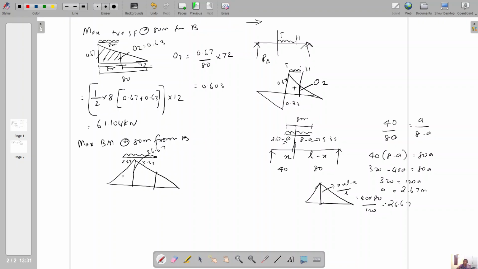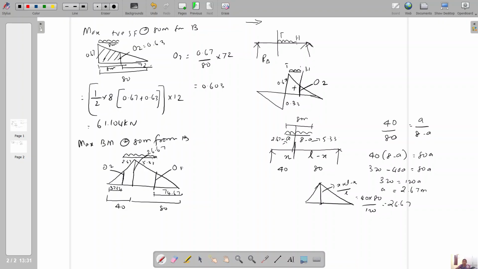You extend these lines into the underlying ILD diagram. We need this ordinate 1 and ordinate 2 for the further calculation. So we need to calculate this distance. This is 40 minus 2.67, which is this distance 37.33. Here it is 80, so this distance is 5.33. So 80 minus 5.33 is 74.67.